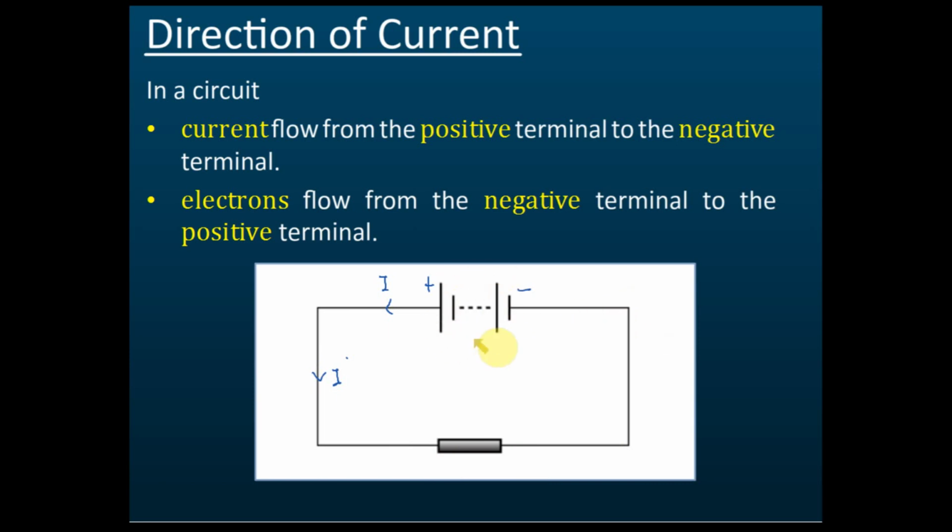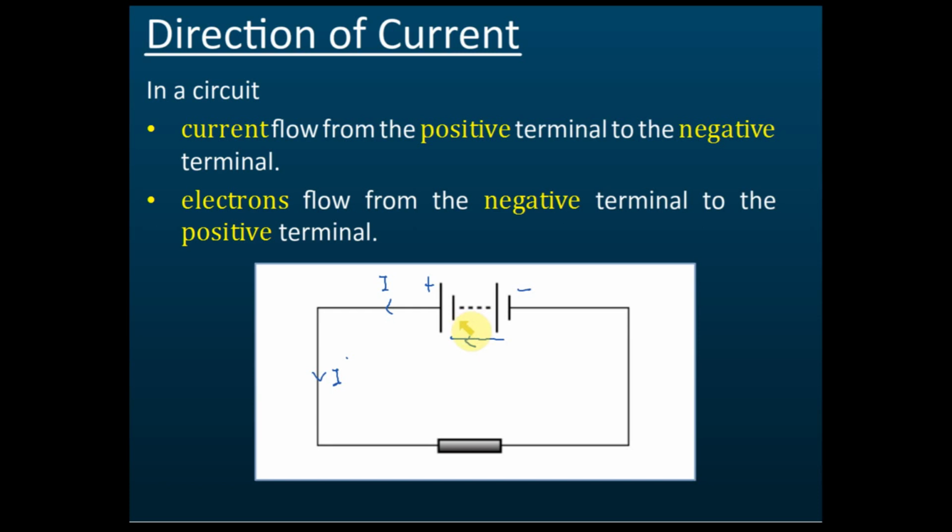But inside the cell, you see the current moves from negative to positive. Inside the cell, it moves from negative to positive. Outside the cell, it moves from positive to negative. That is the flow of the currents.